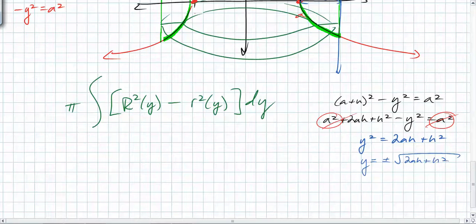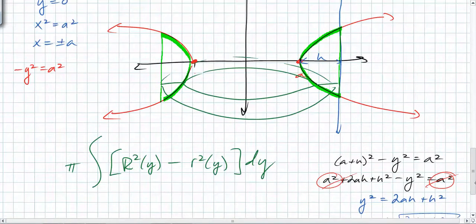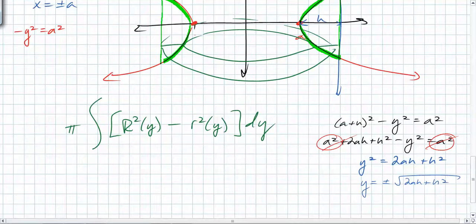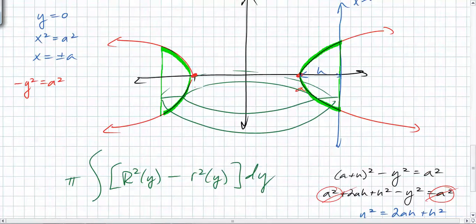2ah plus h squared. Do you agree with that? First of all, does it make sense that it's a plus or minus of a number? What type of shape is that red thing right there? It's a sideways parabola, so is it going to be symmetric over the x-axis? So do we expect it to be a plus or minus a number for the inner? Yeah, it makes sense, right?